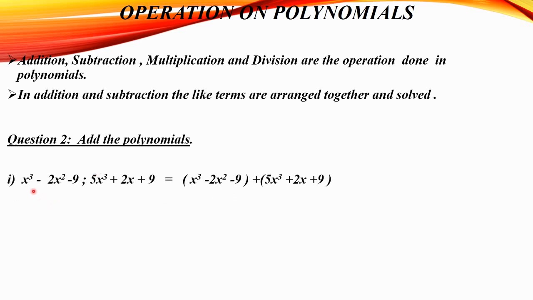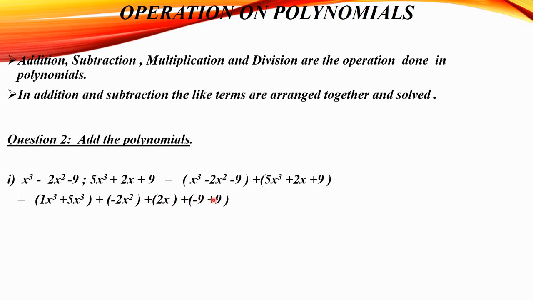The question is x cube minus 2x square minus 9 and 5x cube plus 2x plus 9. We will write once again with the addition sign in between the polynomials. That is (x cube minus 2x square minus 9) plus (5x cube plus 2x plus 9). After opening the brackets and bringing the like terms together, we get (1x cube plus 5x cube) plus (minus 2x square) plus 2x plus (minus 9 plus 9).